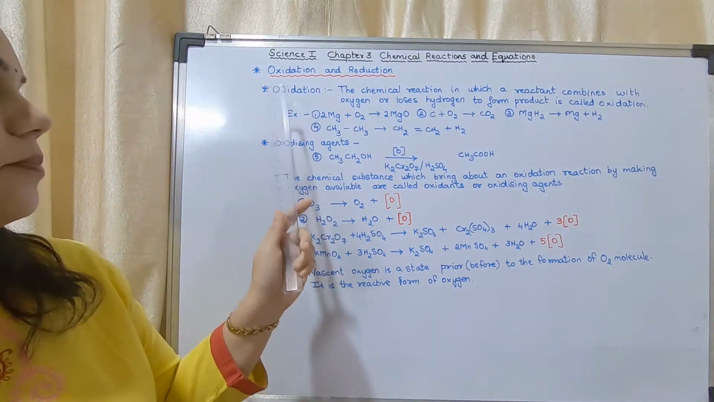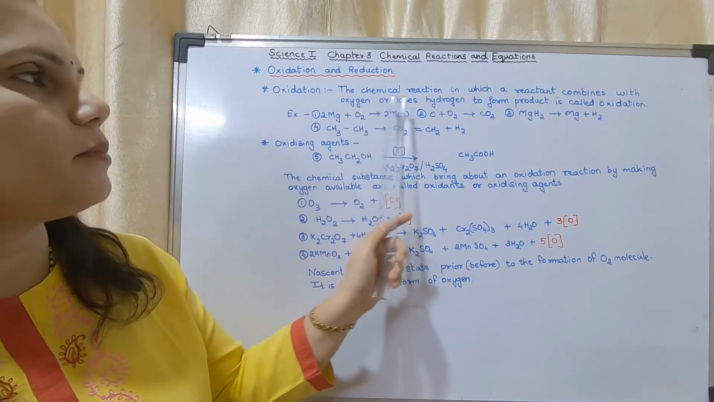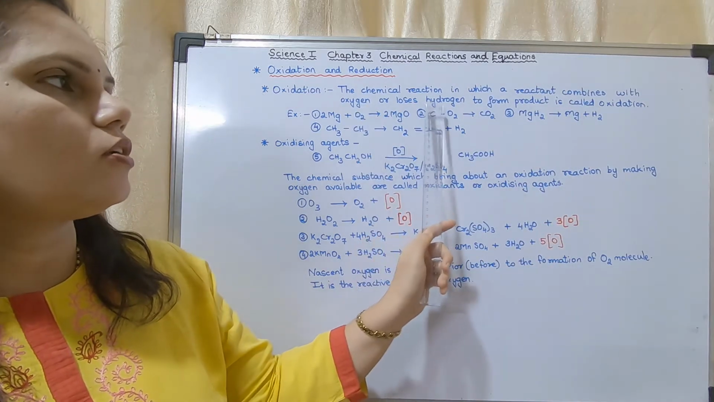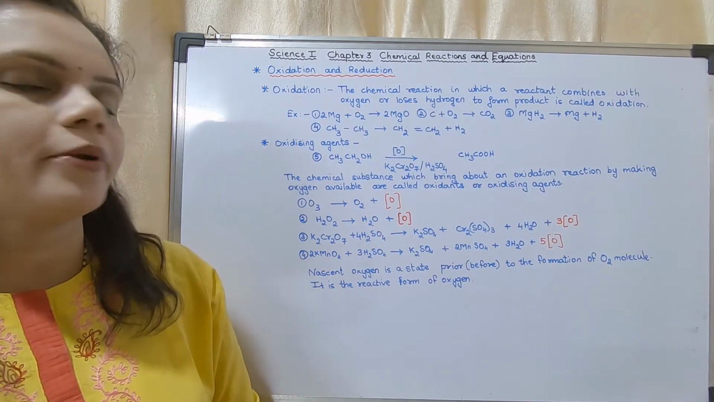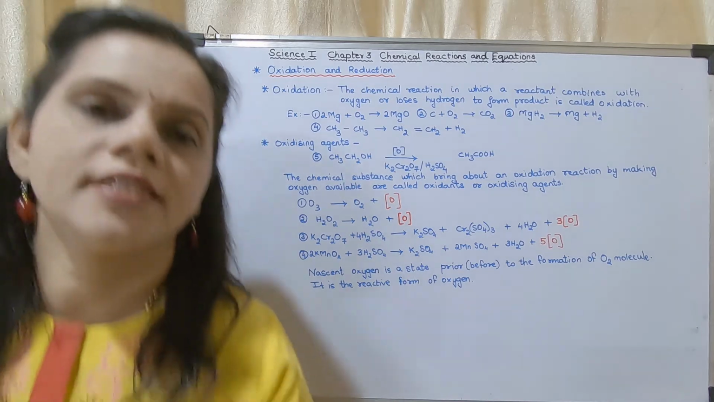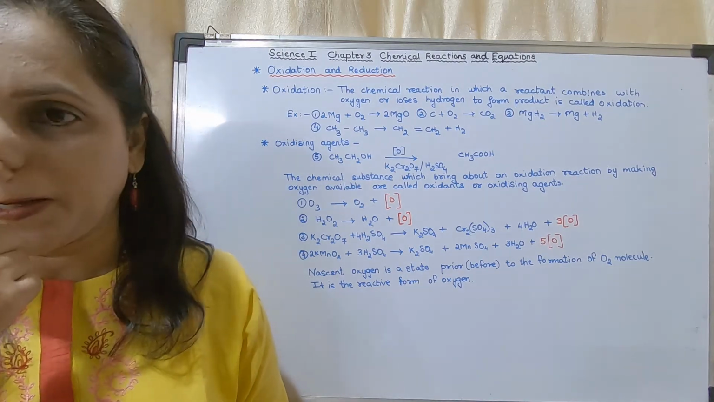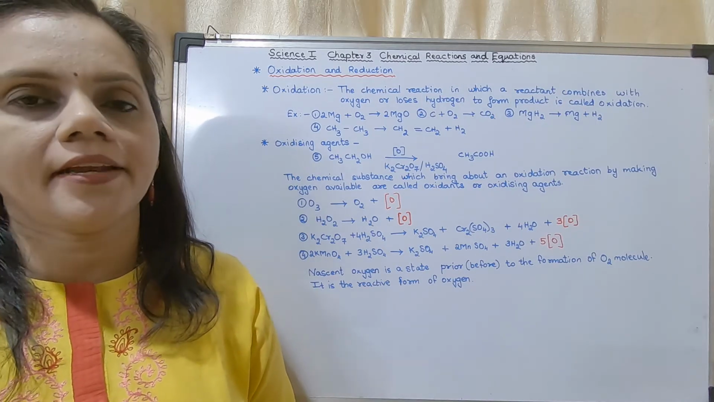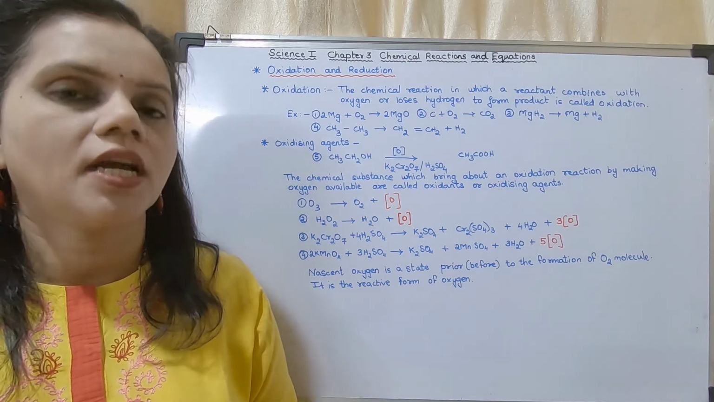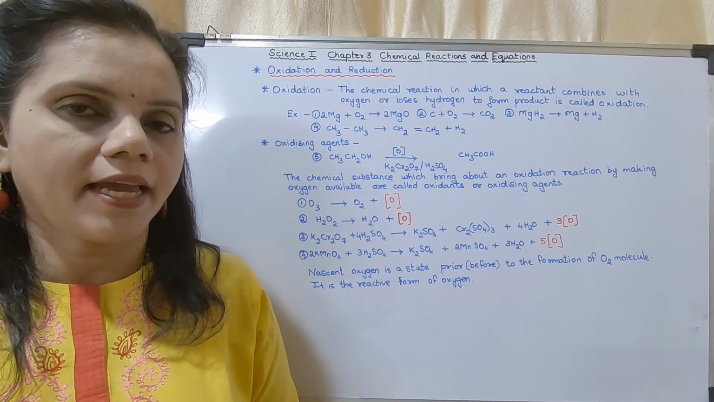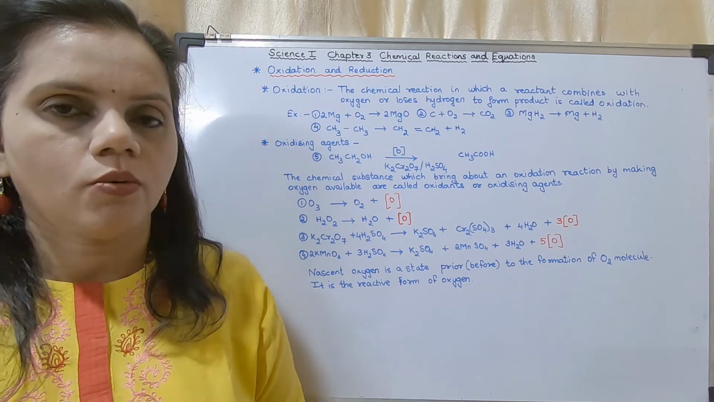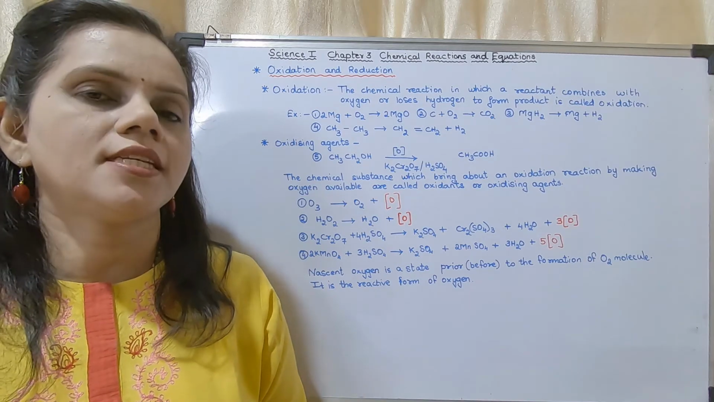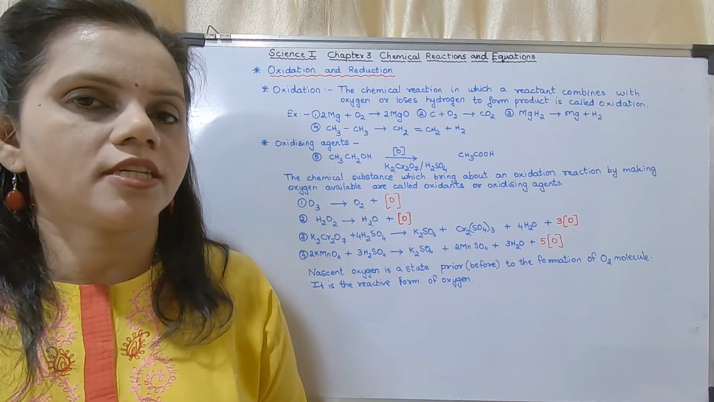Now oxidation. What is oxidation? The chemical reaction in which a reactant combines with oxygen or loses hydrogen to form a product is called oxidation. So what is oxidation? In an oxidation reaction, oxygen is gained or hydrogen is lost. I repeat, oxygen is gained or hydrogen is lost. During an oxidation reaction, oxygen is gained or hydrogen is lost.